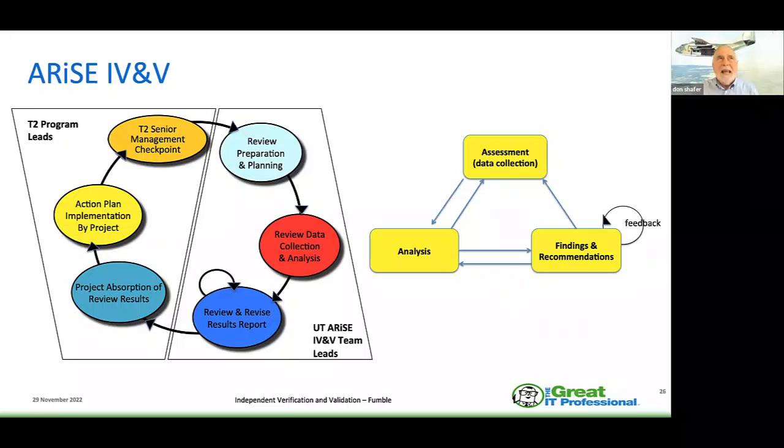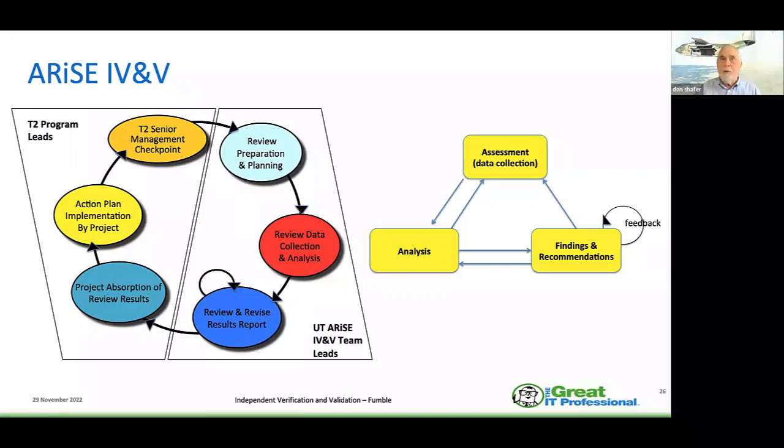So when you start looking at independent verification and validation, we went through the process each time, the 11 times we were there. Preview, review, plan, preparation, and planning. We did that the week before we came on site. We reviewed data collection, did any analysis, did a review and revise of results reports from the previous ones. We looked at the project absorption rate of the review results. Did they absorb them? Did they make the changes we looked at? We put together an action plan implemented by the project. And then the senior manager was a checkpoint, and we did that before we left, to let them know what was going on.